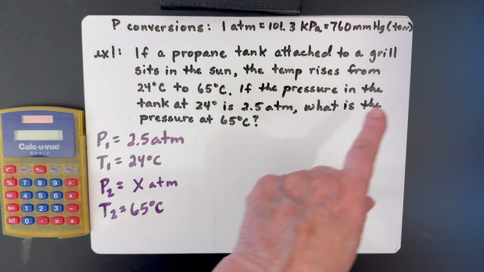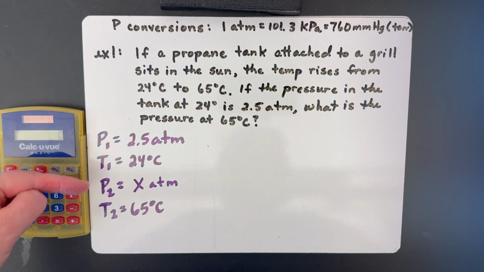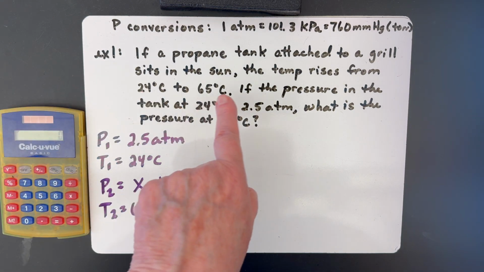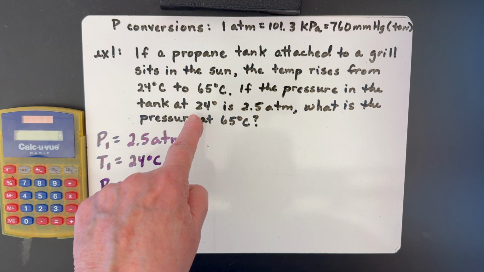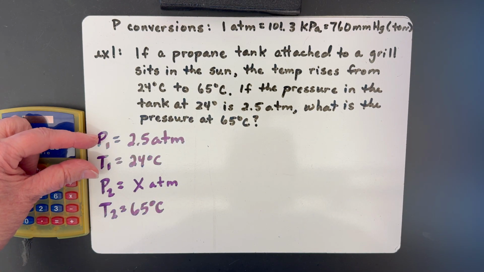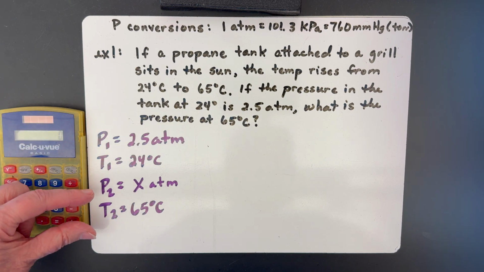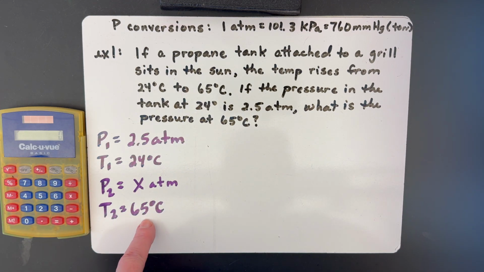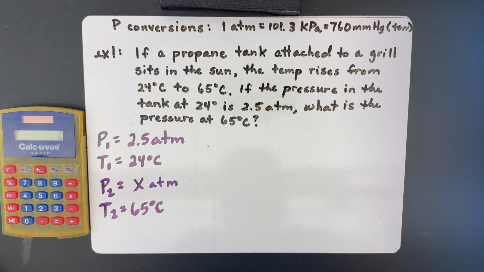The temperature rises from 24 to 65. So temperature 1 is 24, temperature 2 is 65. And then we're told that the pressure was 2.5 atmospheres at 24. So 2.5 and 24 go together as our starting conditions. And it asks, what is the pressure at 65? So at 65, our pressure is what we're trying to find. That's going to be our X.